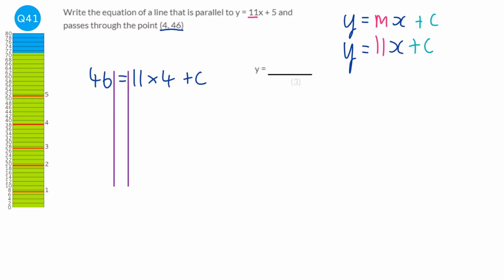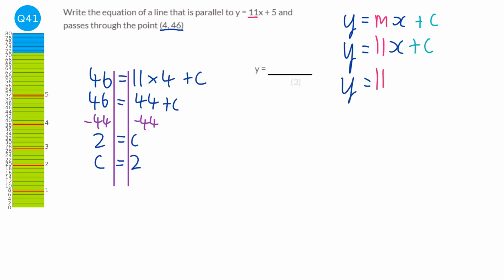And we just need to solve this. So first thing I'm going to do is just times the 11 and the 4 together to make 44. And then I'm just going to take away the 44 from both sides. So we get 2 equals c, or c equals 2. And we can put that into our equation. And that is our answer. So it's going to be 11x plus 2.